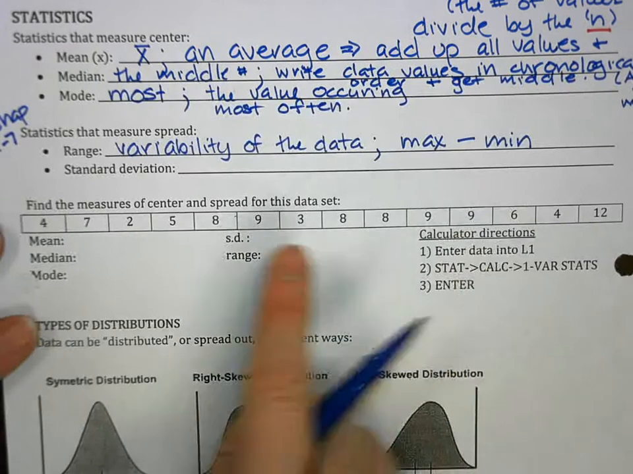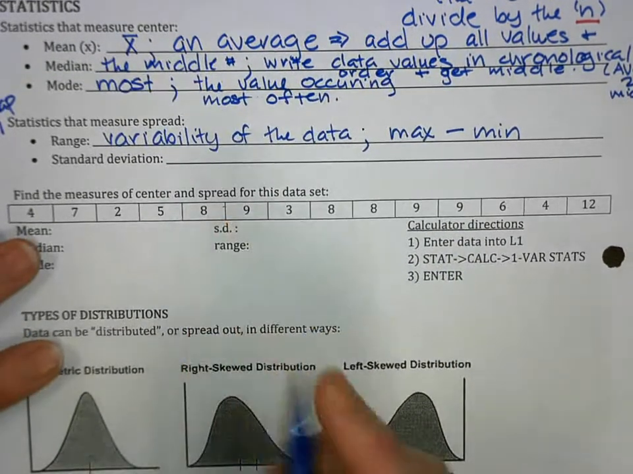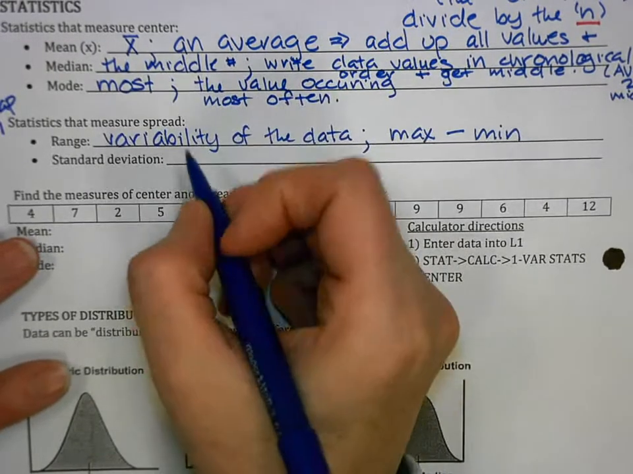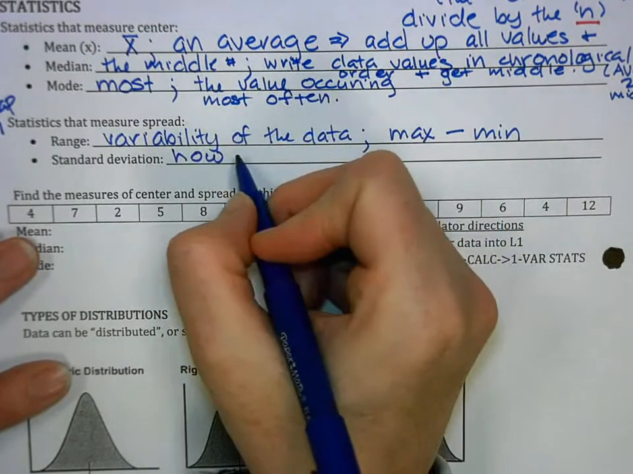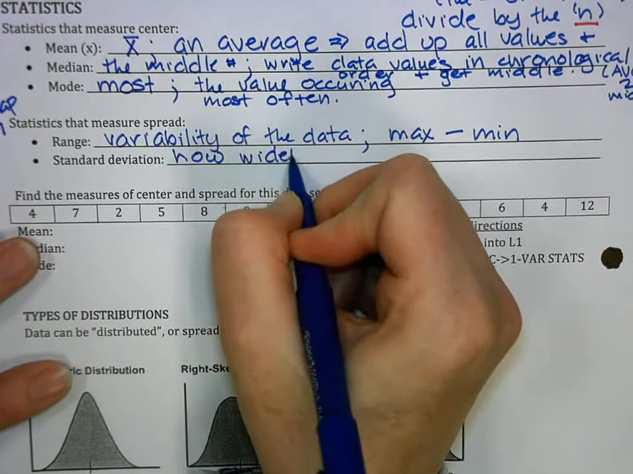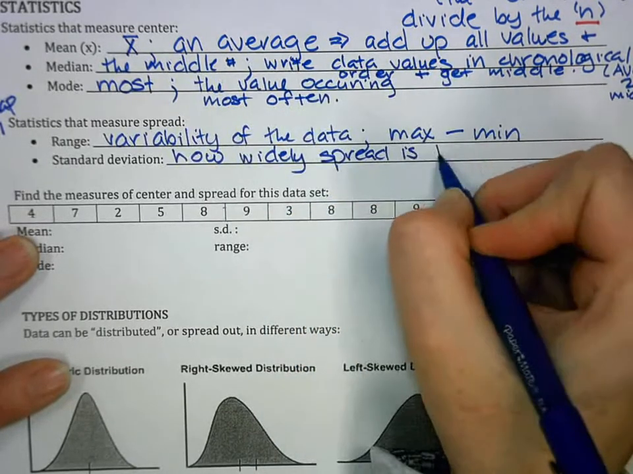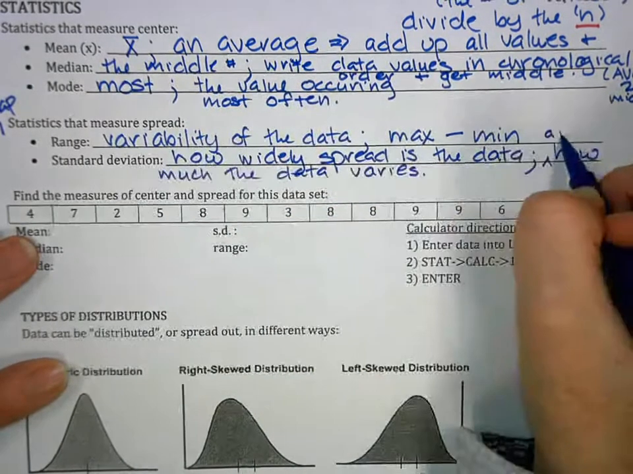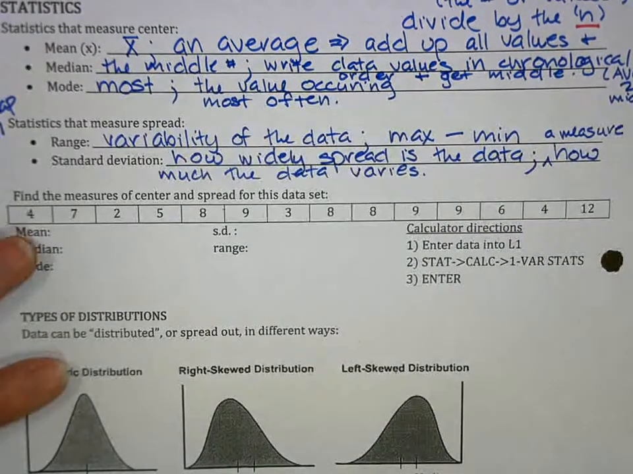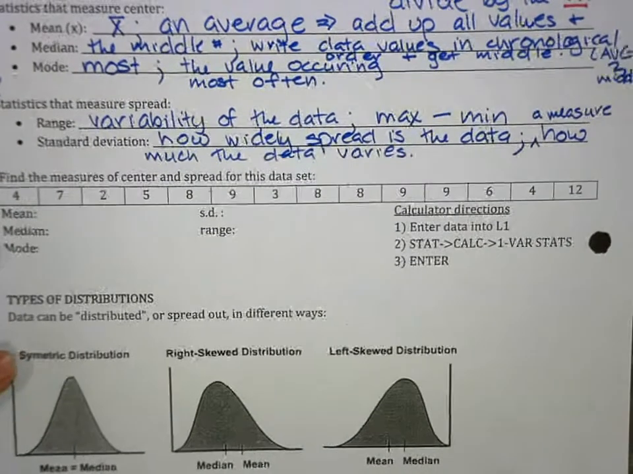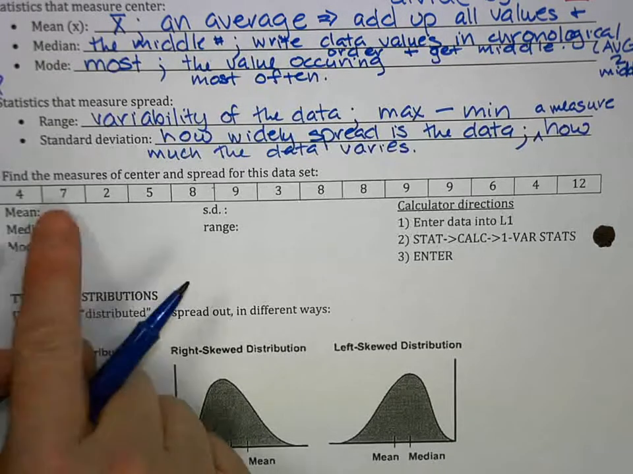Okay, now we're getting into something new, standard deviation. We've not talked about this yet. And by definition, standard deviation answers the question, how widely spread is the data? Is it all together? Is it widely spread out? We can measure how much the data varies. Okay. So what we're going to do is practice with an example.